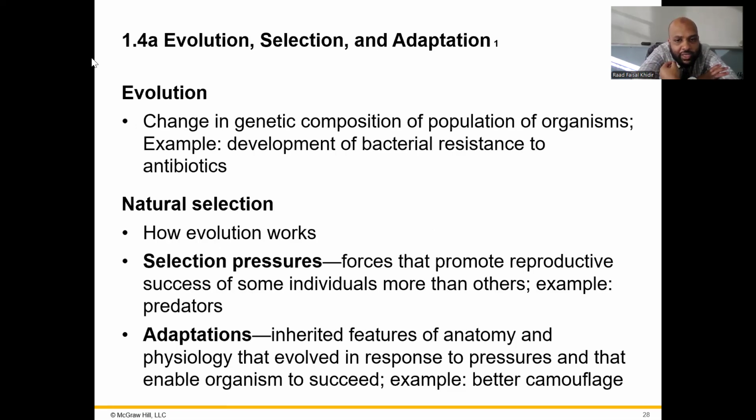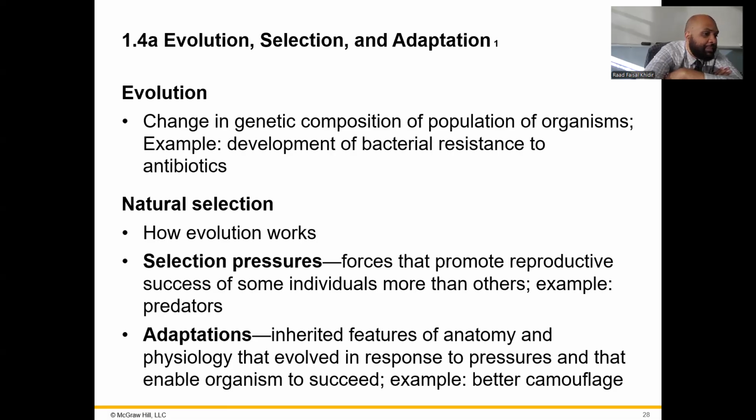So what is evolution? Evolution is change in genetic composition of a population of organisms. That means, for example, the development of bacterial resistance to antibiotics. So if you give one antibiotic, penicillin or vancomycin, to somebody who has a bacterial infection, do you think 100% of the bacteria are going to die? No, about maybe 98%. But that 98% is gone, 2% stay behind.